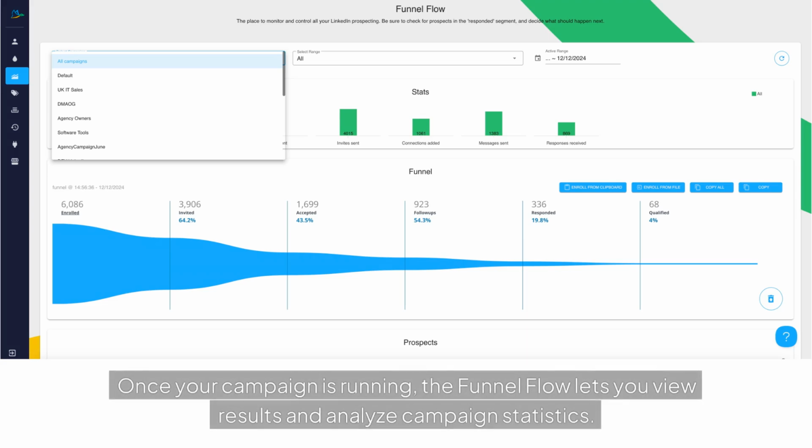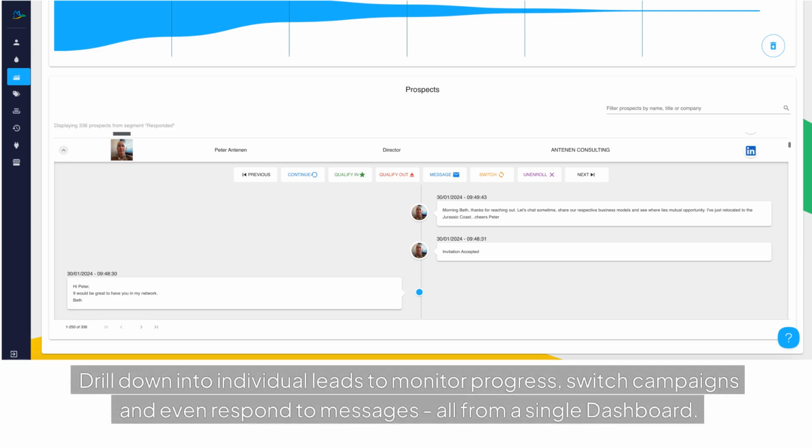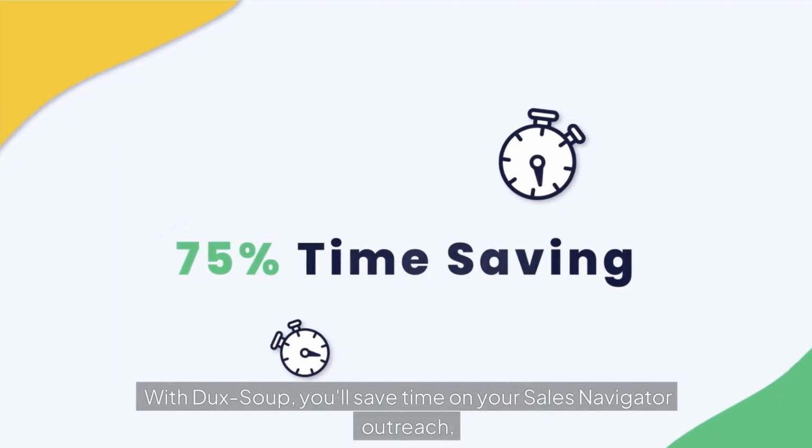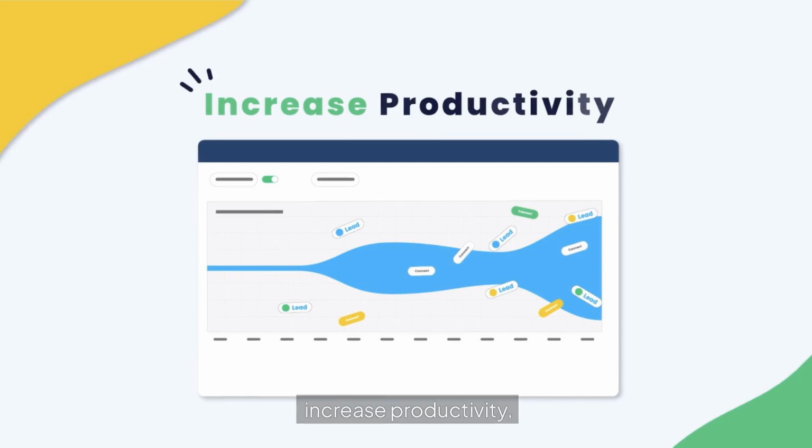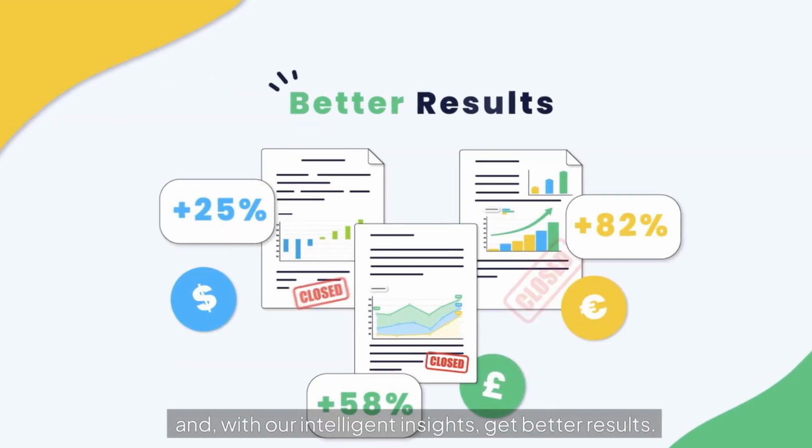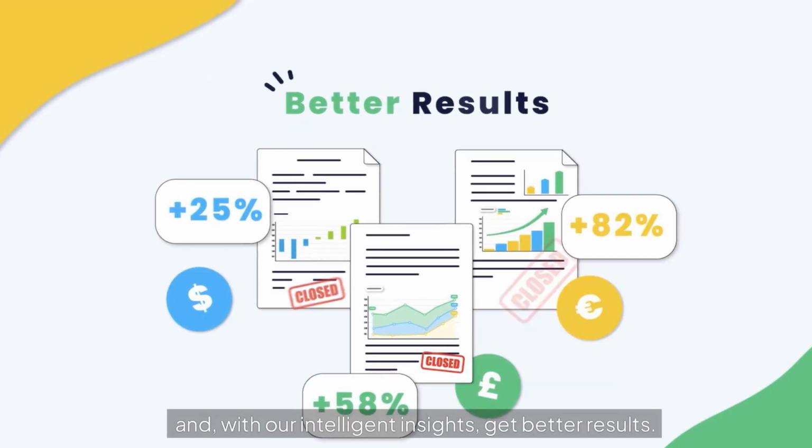Once your campaign is running, the funnel flow lets you view results and analyze campaign statistics. Drill down into individual leads to monitor progress. Switch campaigns and even respond to messages, all from a single dashboard. With Dux-Soup, you'll save time on your Sales Navigator outreach, increase productivity, and, with our intelligent insights, get better results.